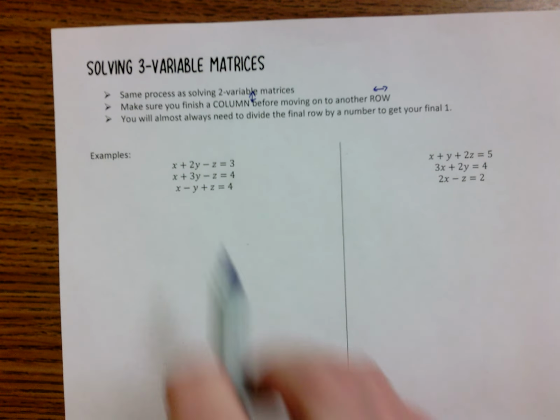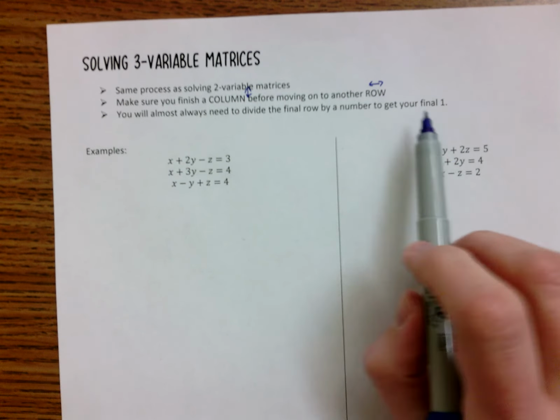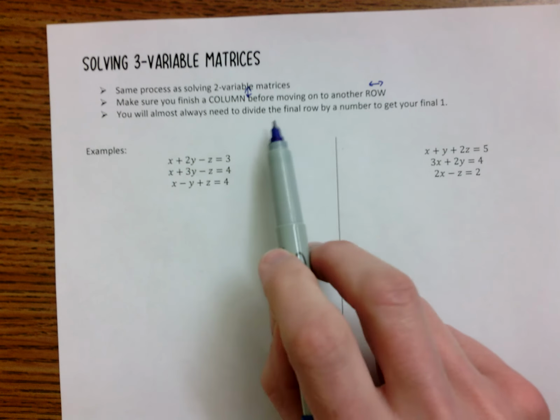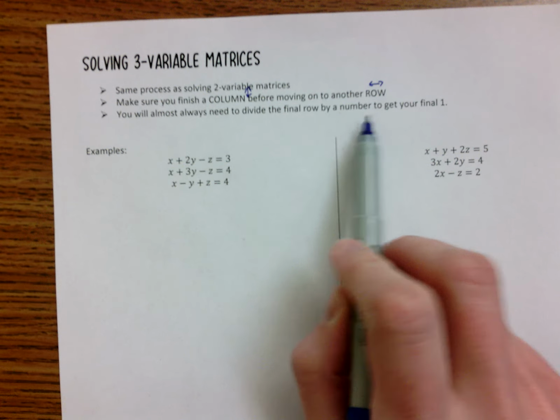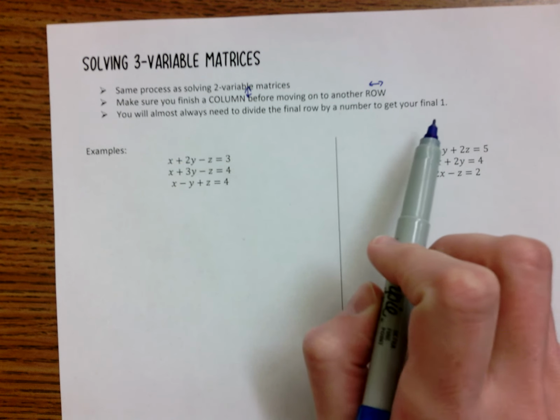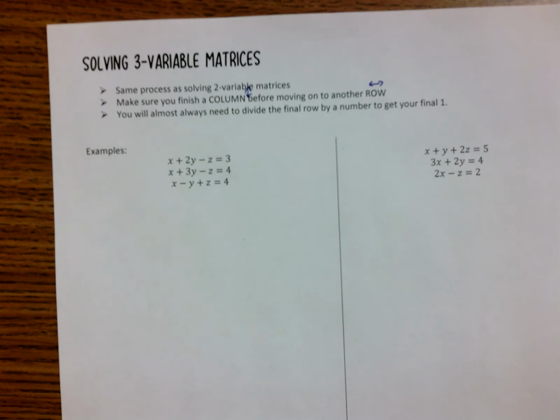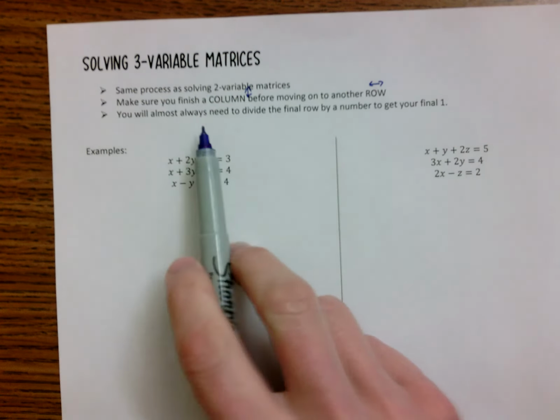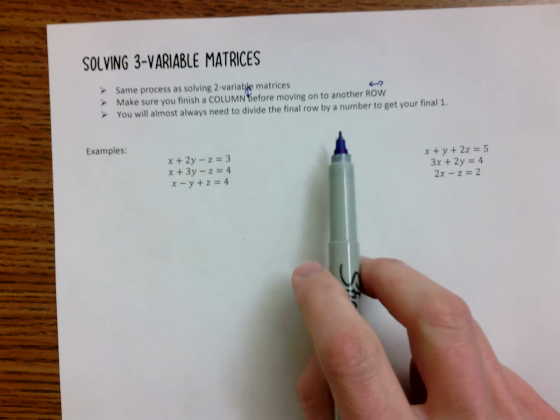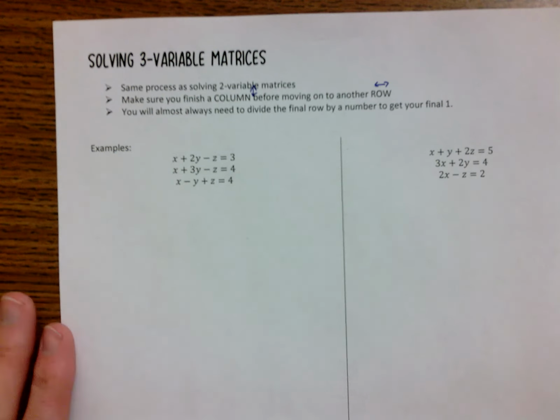And then one step, this is the one that people tend to get stuck on a lot. You are almost always going to need to divide your final row by a number to get your final one. When you have two columns done and you're down to your last column, most of the time your step is going to be to divide a row by a number. We'll see that as we go. So let's take a look at this example.